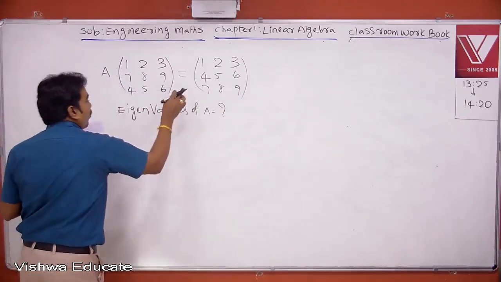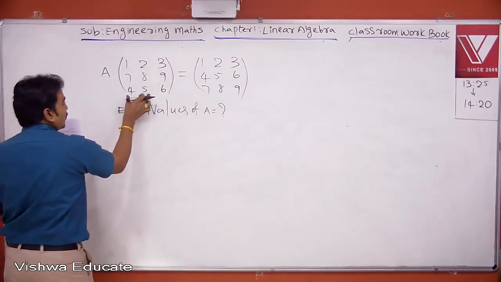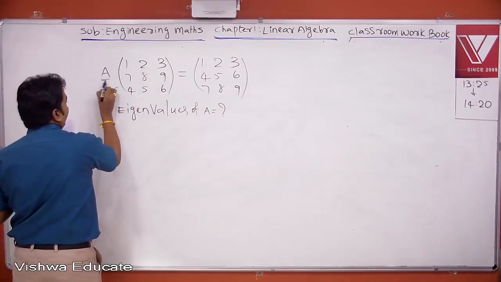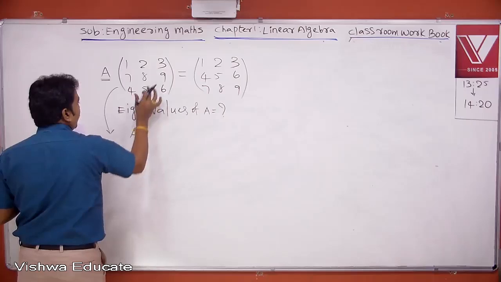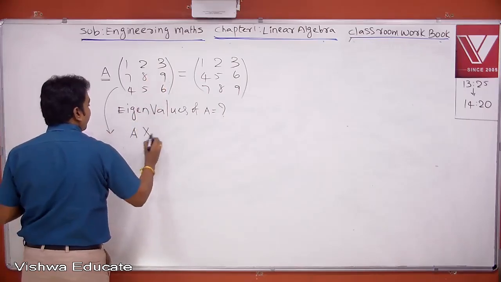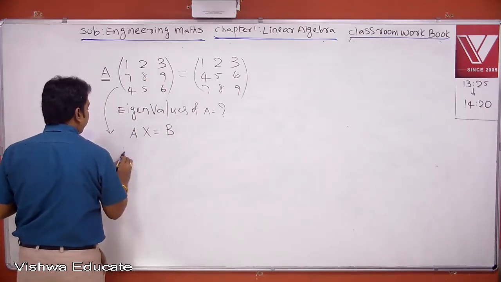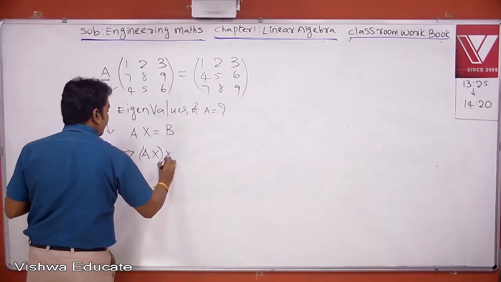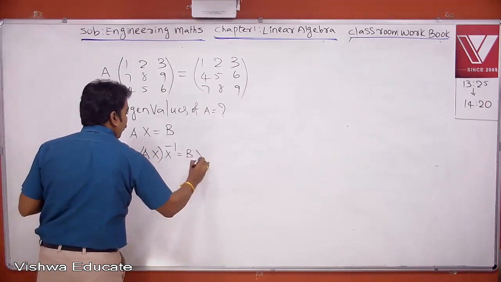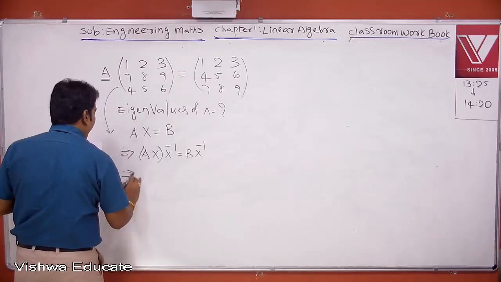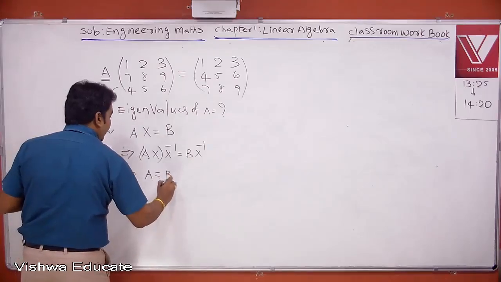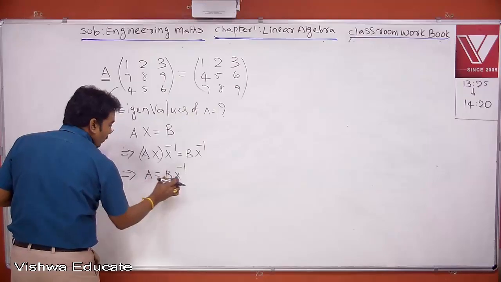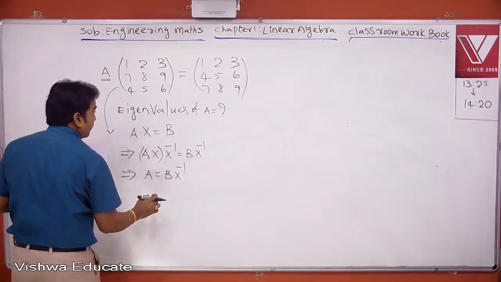Here the matrix is not given directly. Indirectly it was given. One way is to find the matrix A like this. Assume that this is matrix X. A into X equals B. This implies AX into X inverse equals B into X inverse. This implies A equals B into X inverse. So A is possible by multiplying B with X inverse.